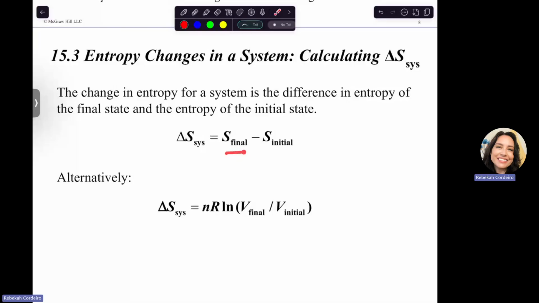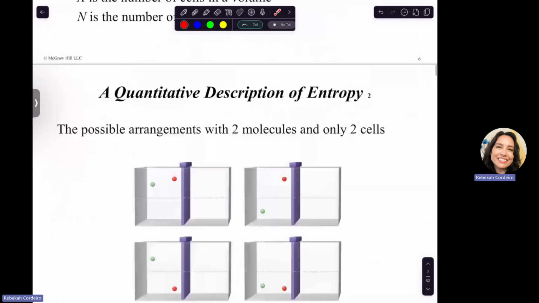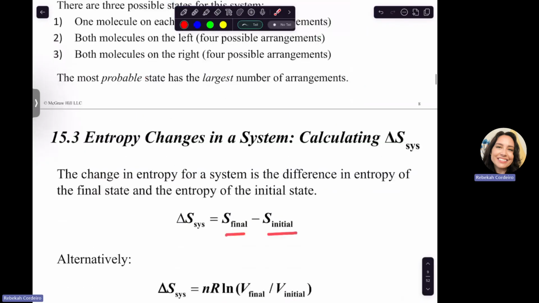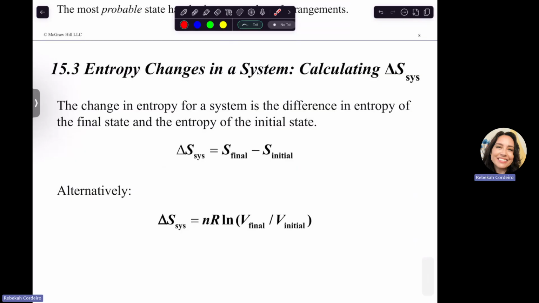The change in the entropy of the system is whatever the final state is minus whatever the initial state is. And remember, we can calculate the entropy by looking at the amount of different arrangements and the Boltzmann constant. The change in entropy is positive if the final entropy is higher than the initial entropy. Change in entropy is negative if we have a final entropy that's lower, we got worse in entropy.